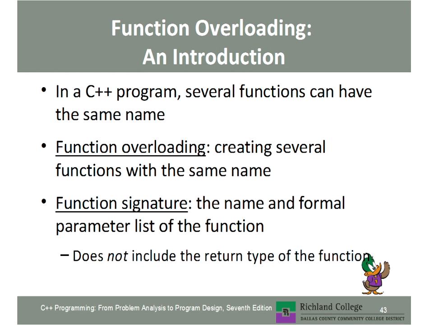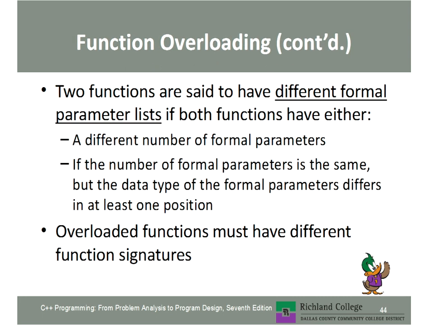Now, when we're talking about function overloading, we create several functions with the same name but different parameters. The function signature is the name and the formal parameter list of the function. It does not include the return type. So the same function name and same parameter list with a different return type is not a different signature. So we keep the same function name but change the parameter list, and that's when we overload the function.